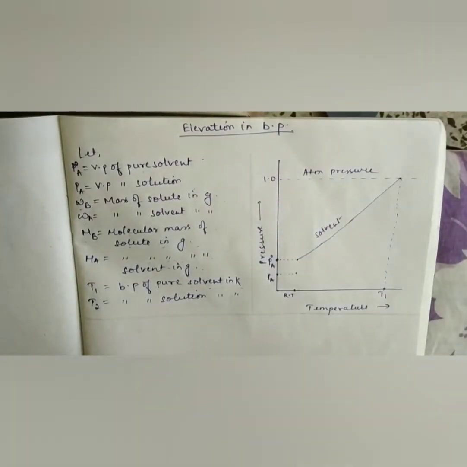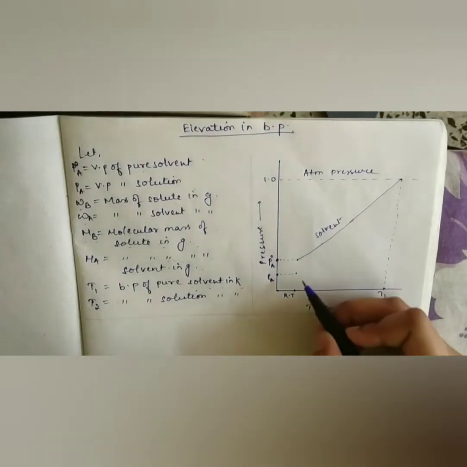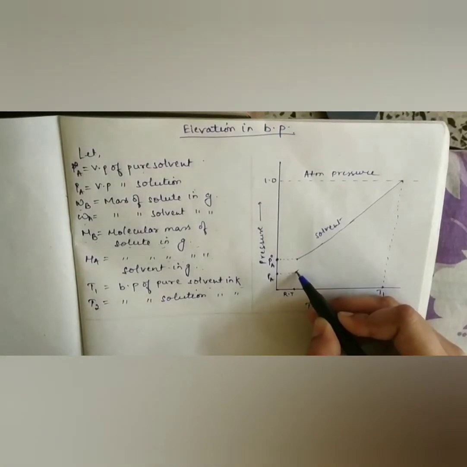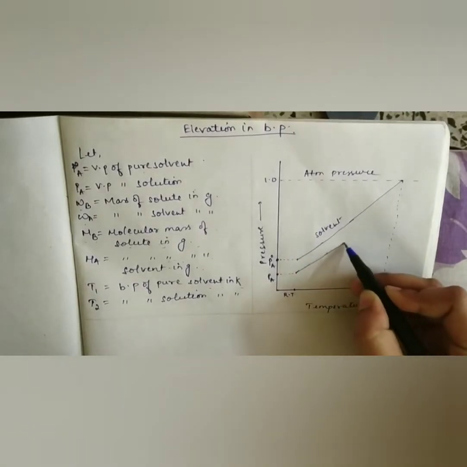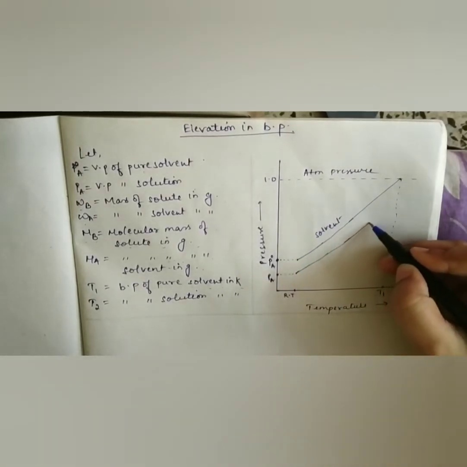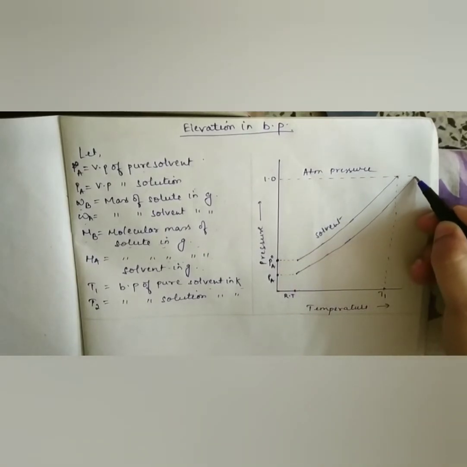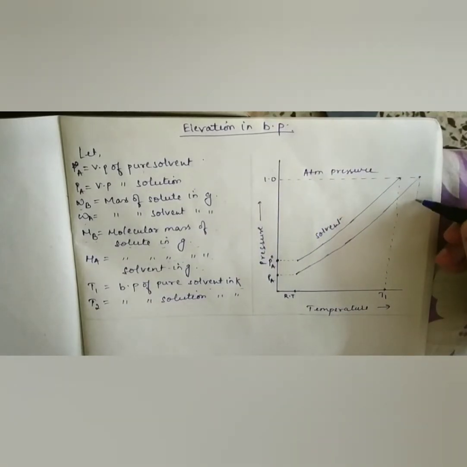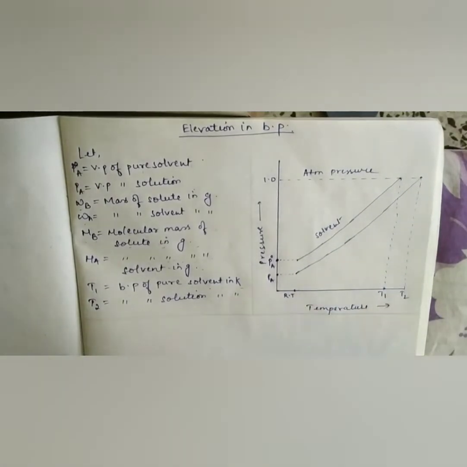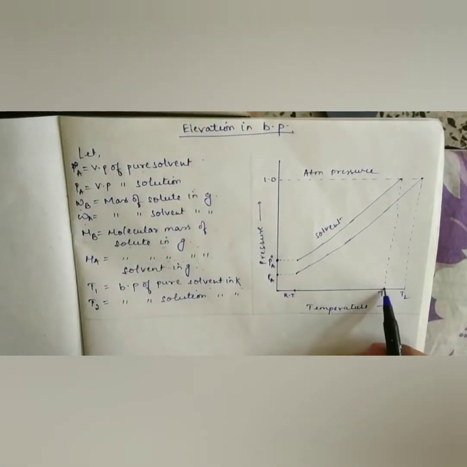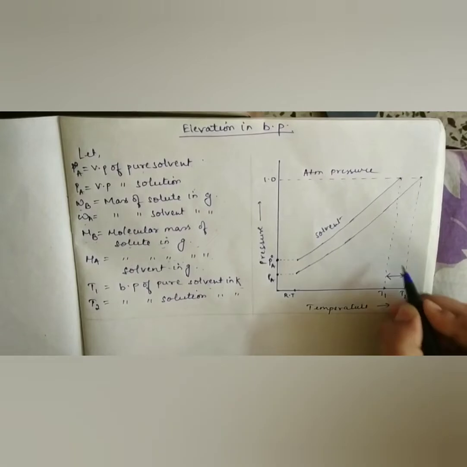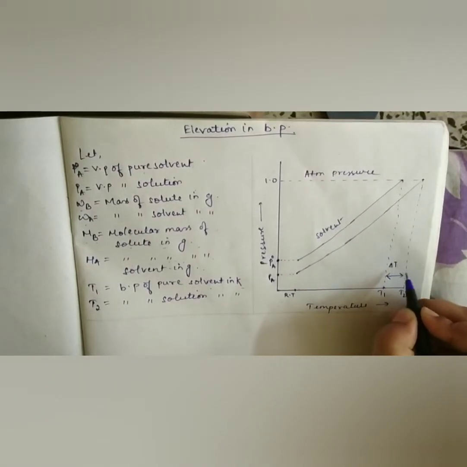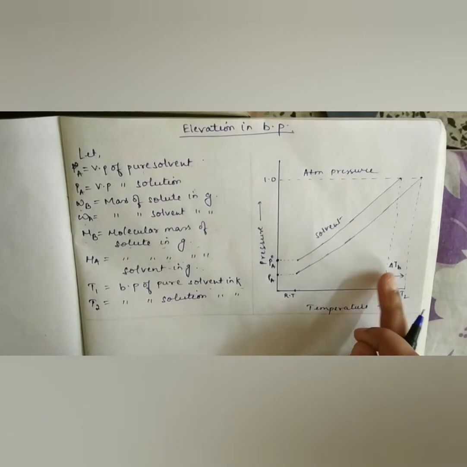Now if we draw a similar curve for the solution, then again with rise in temperature, the vapor pressure of the solution will increase, and at a temperature it will become equal to the atmospheric pressure. So this temperature is the boiling point of the solution, which is denoted by T2. So here we can definitely see there is a difference in the boiling point. This difference in the boiling point is known as elevation in boiling point, and it is denoted by delta TB.